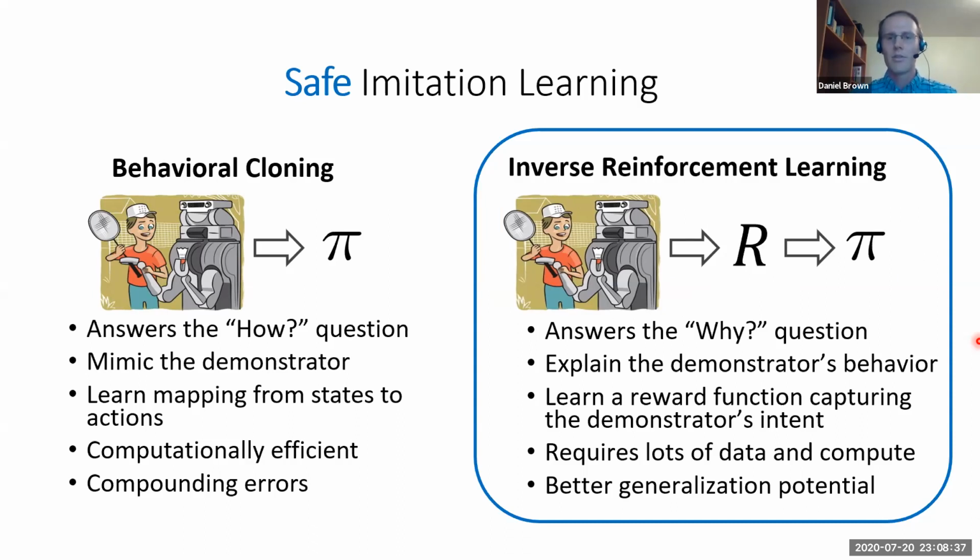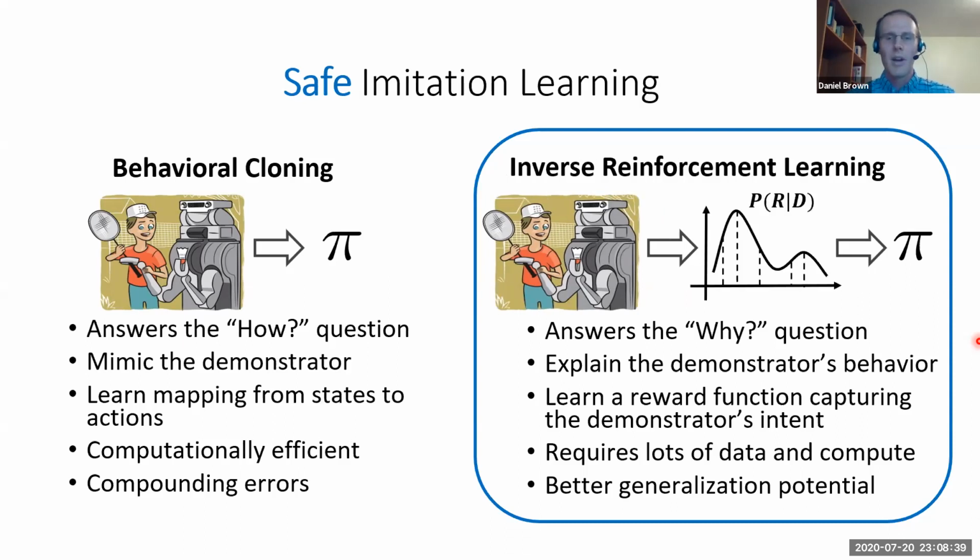So rather than just trying to recover a single reward function, I'm going to argue that we want agents that can reason about uncertainty as well, kind of proposing this Bayesian approach.